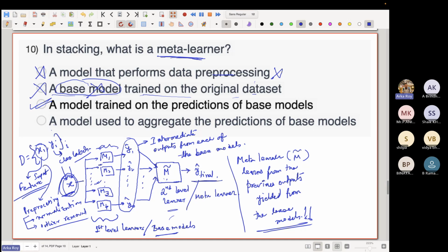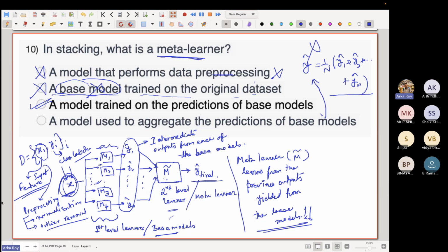And let us see the final option. So the final option states that a model used to aggregate the predictions of base model. So we are learning from the predictions from the base model. We are not doing aggregation. Aggregation means basically the average. So this particular line states that y hat is 1 upon n, y1 hat, y2 hat, dot dot dot, yn. Are we doing this?